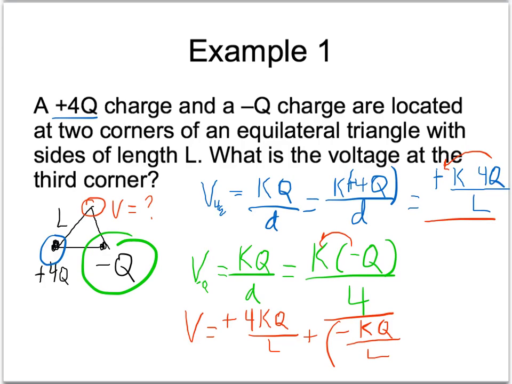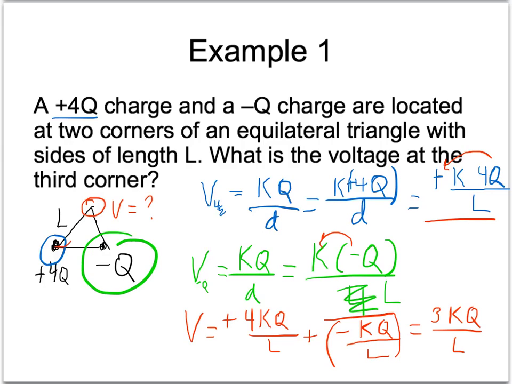Somehow I'm noticing my L down here became a 4. I don't know what's going on there. It's an L. And now when I add positive 4KQ over L plus negative KQ over L, that will give me 3KQ over L. Take a moment to convince yourself that's right.